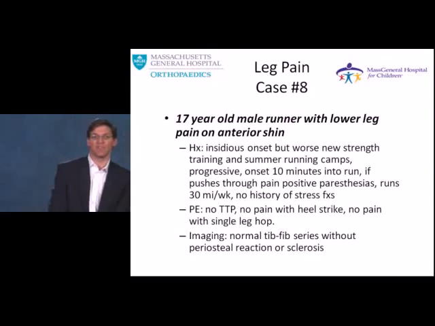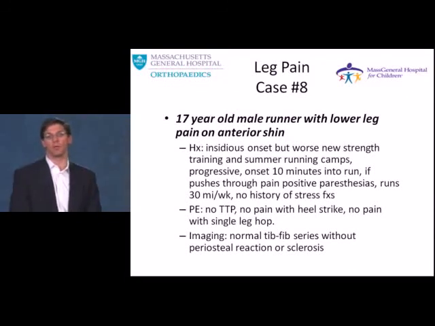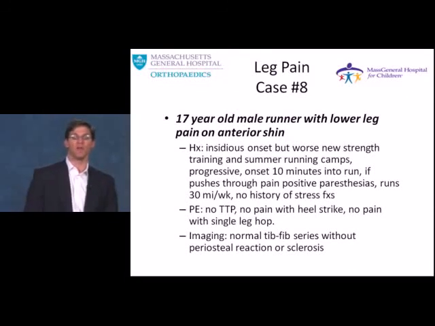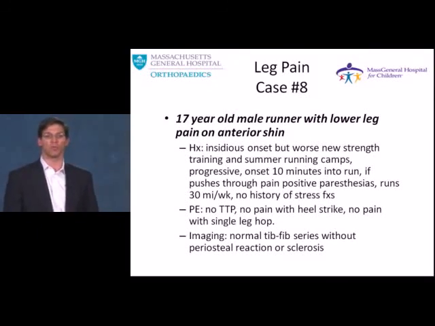Moving on to the next case, a 17-year-old male runner with lower leg pain on the anterior shin. When talking about unusual causes of leg pain, this does open a differential in which you should consider in most of your runners with lower extremity pains. His history includes an insidious onset, but worse with new strength training and summer running camps.